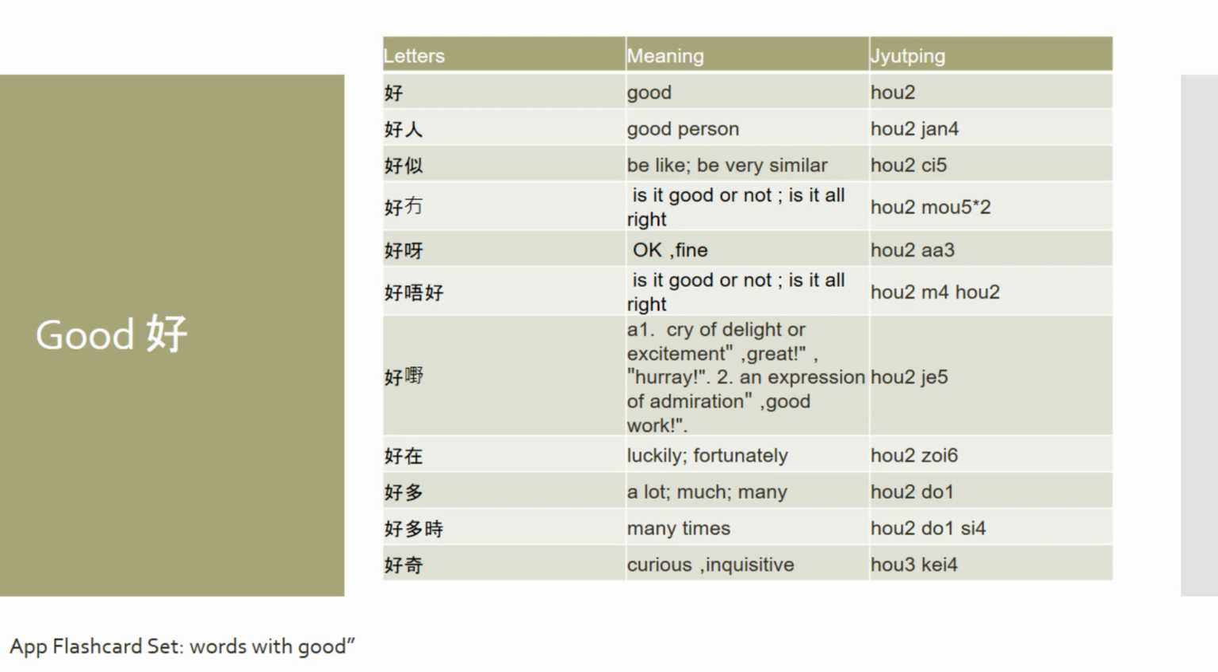Now, if you want to have an expression of admiration or a cry of delight or excitement in Cantonese, then you can say 好嘢.